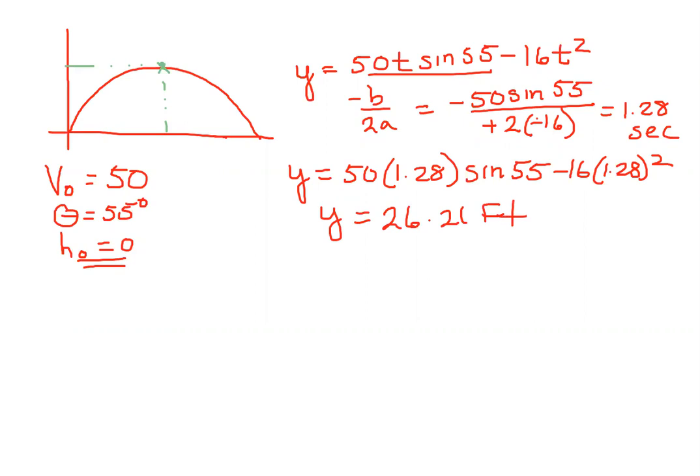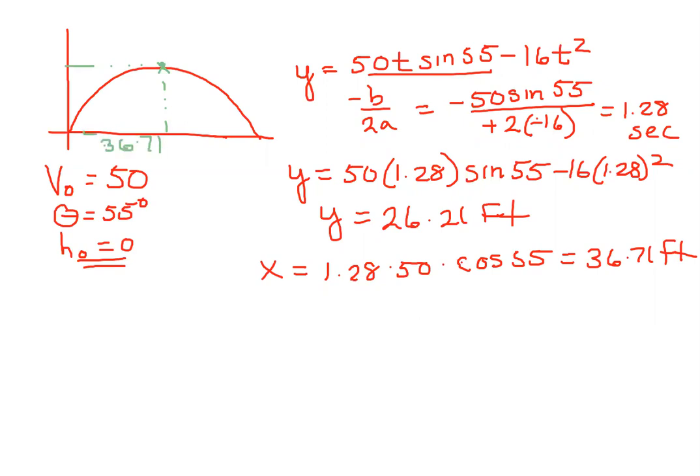Find the horizontal distance traveled when it reached its maximum. That's an x. So we know it took 1.28 seconds. So then we're going to multiply that by 50 and cosine of 55, and that equals 36.71 feet. So it went 36 feet horizontally and 26 feet vertically at its maximum.